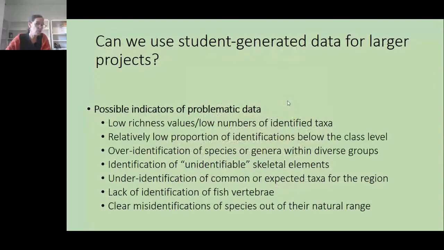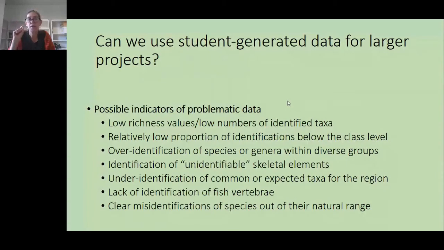So to return to our question about whether or not we can use student-generated data for larger projects, I would say not as such. So we can't simply walk in and start taking out those reports from the bank of filing cabinets and using the data in them. But we have been able to put together a list of things that are indicators for problematic data. And so we can use this list, and there's a couple others that I didn't include, to evaluate the reports.